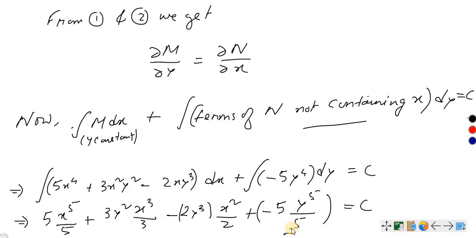So this can be further written in a simplified way: x to the power 5 plus x cube y square minus x square y cube minus y to the power 4 is equal to the constant c. So this is the solution of this exact differential equation, okay? So this is how we solve an exact differential equation.